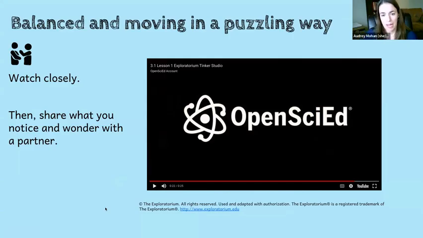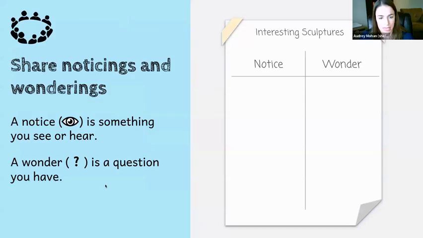Okay, so again, you'll want to capture all the students' noticings and wonderings on that interesting sculptures chart. The things they'll notice are different paper shapes, and that there were different shapes in the middle on the stand. One had a circle, one had a triangle. They may wonder how people knew how to blow it to make it spin. So you'll want to capture all those questions on your interesting sculpture chart.